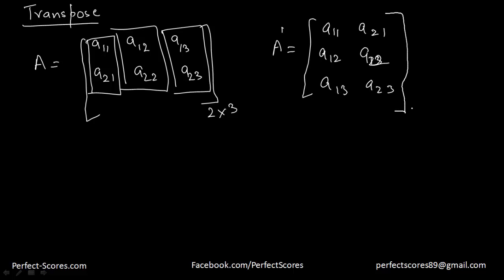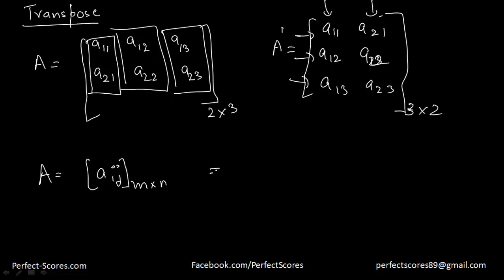Now what actually happened here? You can clearly observe that the order over here is 3 into 2. There are 3 rows and 2 columns. So if there is a particular matrix A where each element is defined as a i j, and the order of that matrix is m into n, then the order of the transpose of that matrix is going to be n into m.